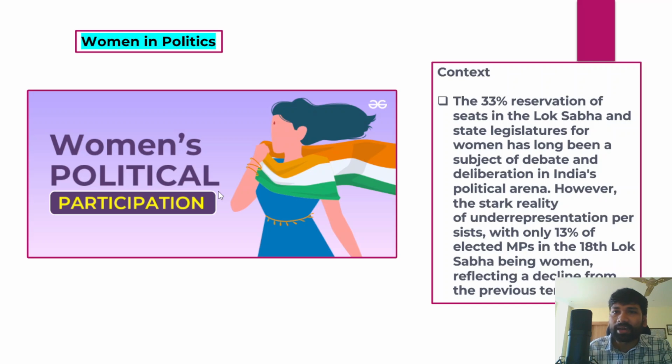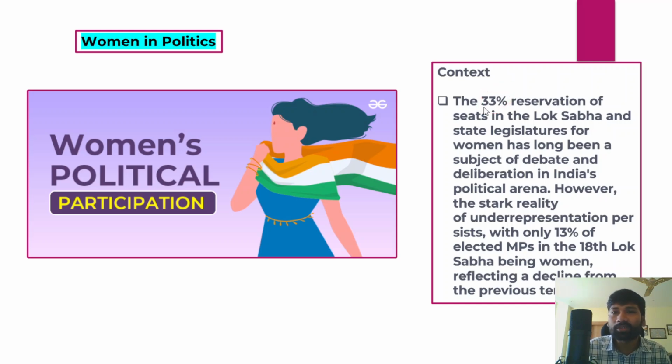The context is that recently Parliament has provided 33% women's representation in Parliament and state legislative assemblies. This has long been a subject of debate, because earlier also there were attempts by the Union government to introduce this 33% reservation bill in Parliament. However, that was not passed. But recently the Union government introduced 33% reservation in the Lok Sabha, and it has also passed. Our President gave his assent to this particular bill.